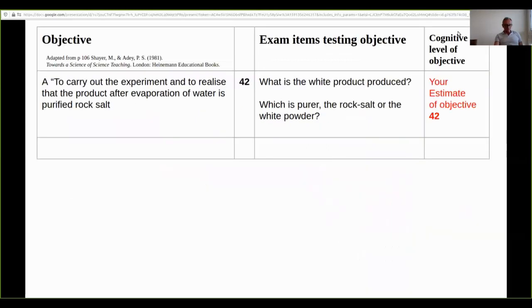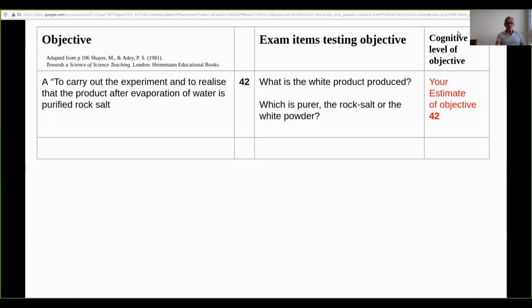I'll give you an example. This is an objective very familiar to the general science curriculum, the idea of purification of rock salt. And so we have this objective, and then they had some exam items, for instance, some simple questions. What is the white product produced? Which is pure, the rock salt or the white powder? And now I want you, with the use of the poll, to do your estimate of this objective 42.